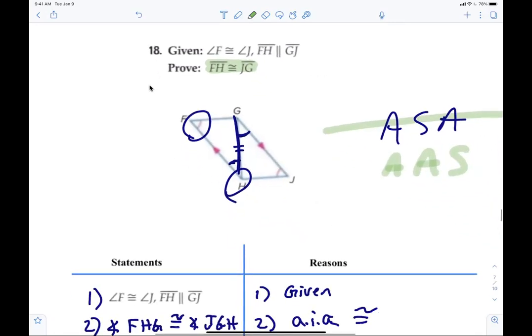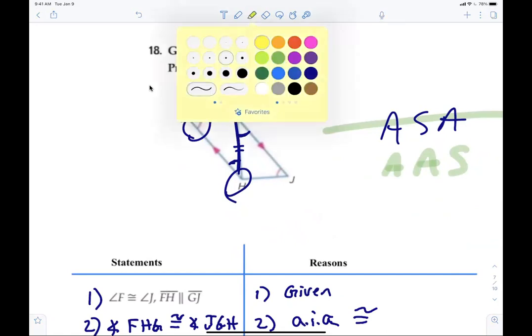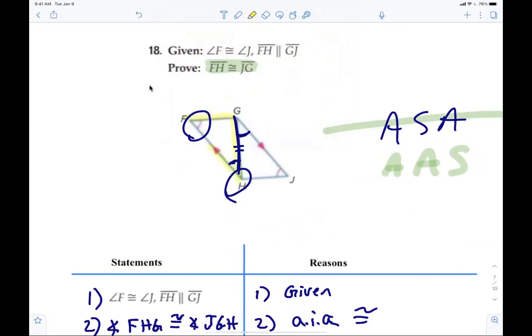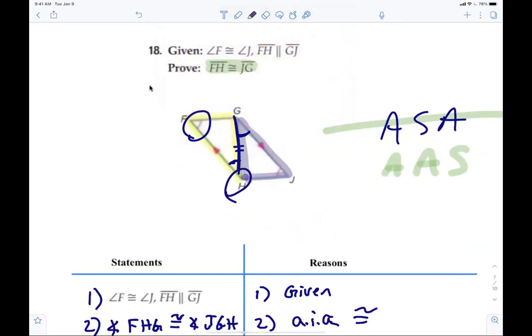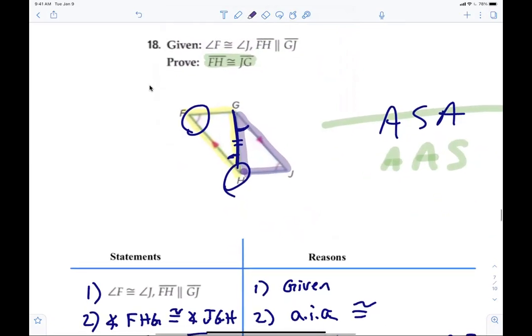So I showed that the two triangles are congruent. Once I established that this triangle here is congruent to this triangle here, I now can say that the parts are congruent. The parts that we didn't know were congruent are automatically now congruent. Hopefully that makes sense. All right, everybody happy with that? All right.